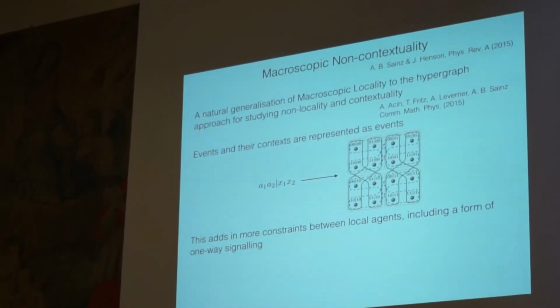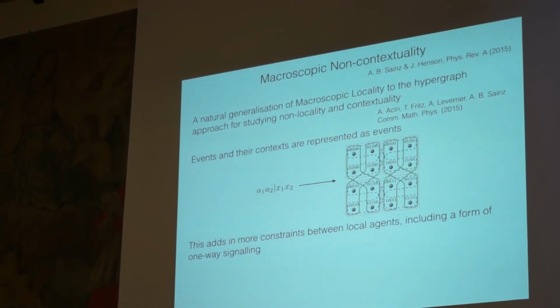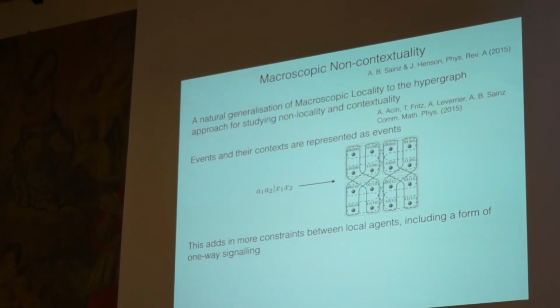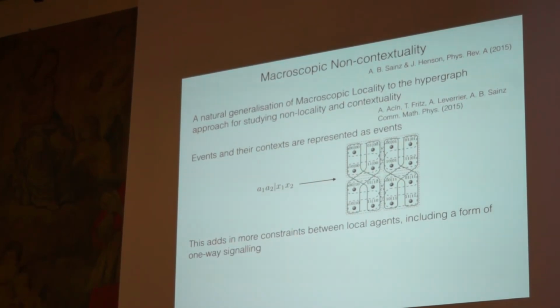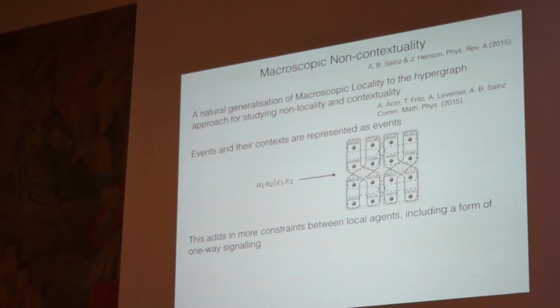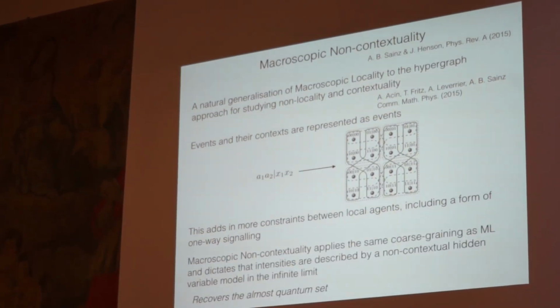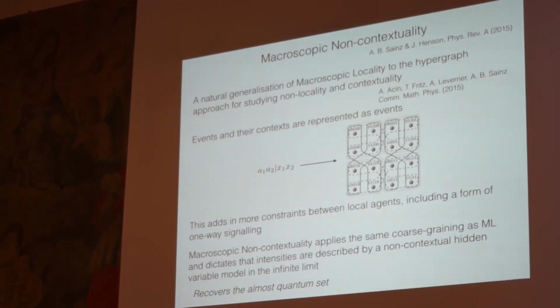And then, so each of these hyperedges says that this is a possible context. Okay, and given a whole bunch of events, there are multiple hyperedges between them. And so this adds in more constraints than just between local agents and non-signaling. It could allow a form of one-way signaling that, given a particular event, Bob's activities can be conditioned on that event.